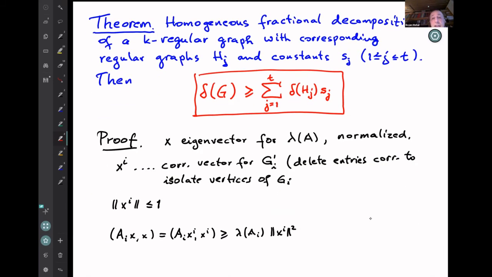Now the main result here is the intended theorem that the negative spectral gap of the graph is larger than roughly the sum of the spectral gaps of the particular graphs that we have there. And it's a weighted sense. The weights come from these homogeneous constants S sub j.